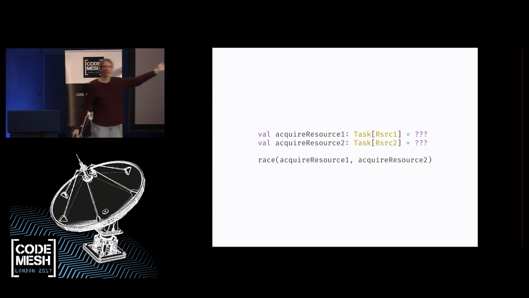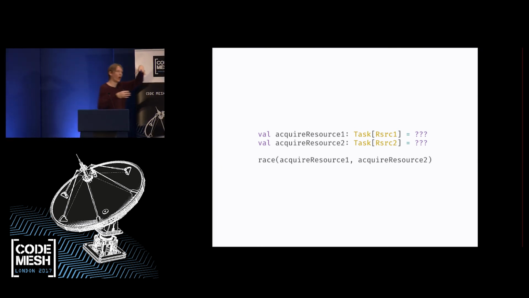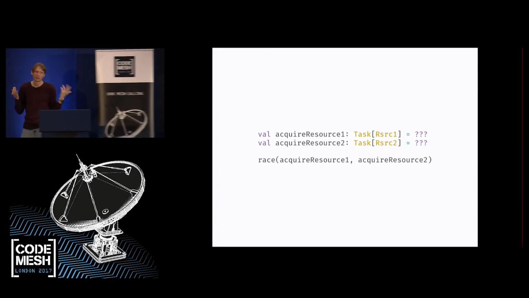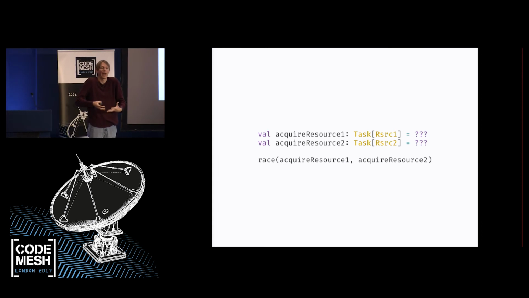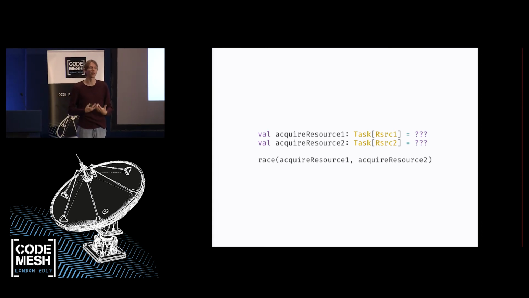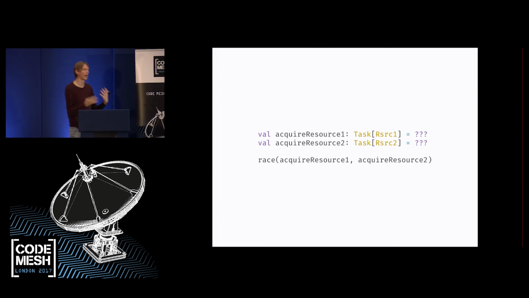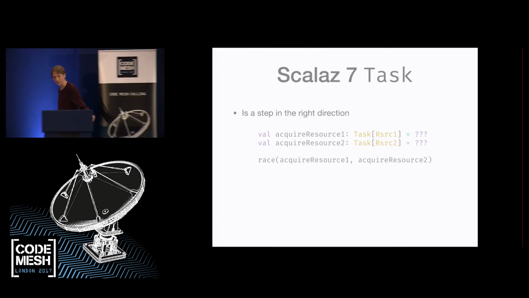The race also has a similar problem. If we acquire two resources and race them against each other, one of them is going to lose, and it's just going to leak. You're just not going to be able to do anything with this. So these are what Scalaz Task encourages you to do with concurrency, and it's really, really wrong. Because it doesn't give you any ability to handle the resource management perils that come along with this, you get yourself tied in knots.